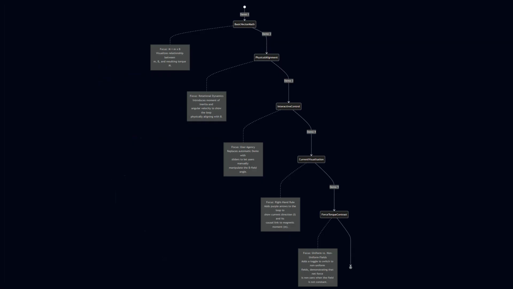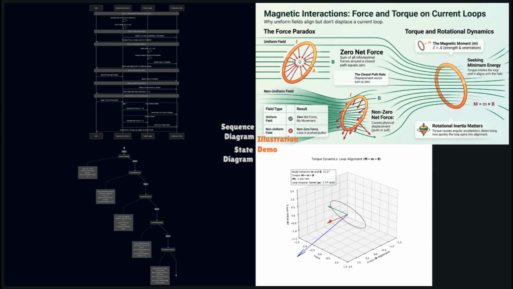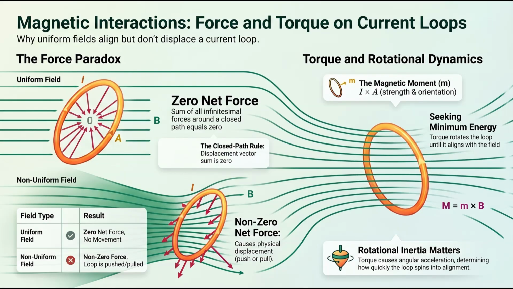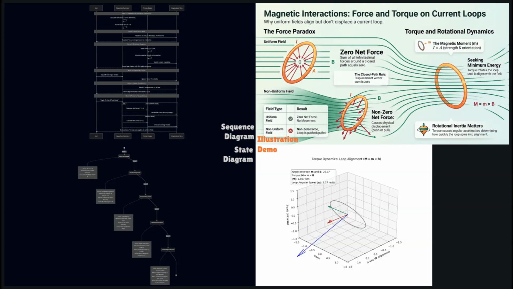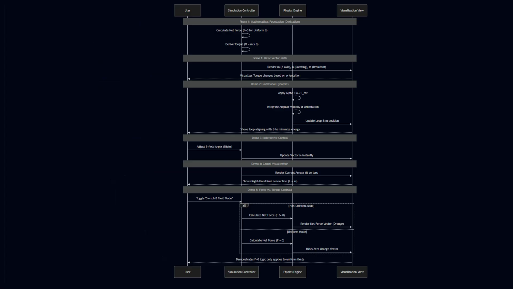Finally, the state diagram reaches the ultimate conceptual contrast found in the derivation, the distinction between twisting and moving. By shifting the state from a uniform to a non-uniform field, the simulation provides a visual proof that while a loop in a steady field only rotates, a loop in a varying field is physically pushed through space.